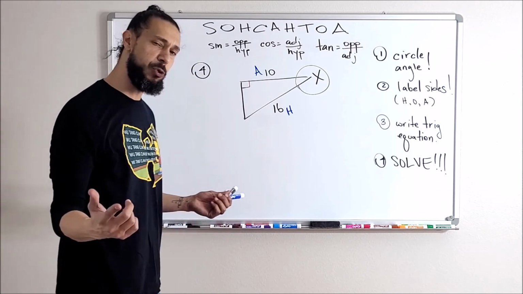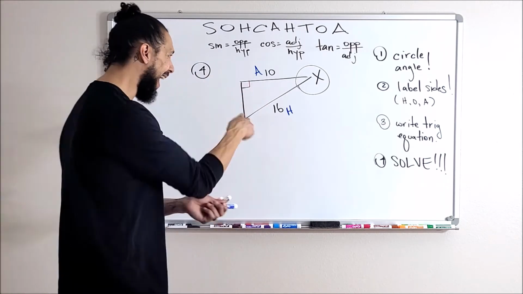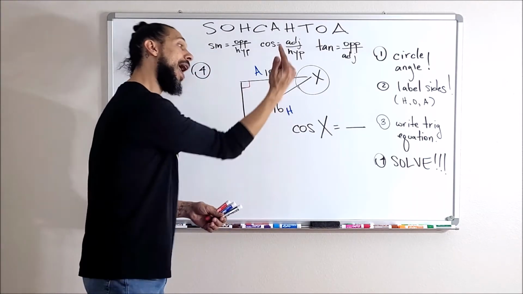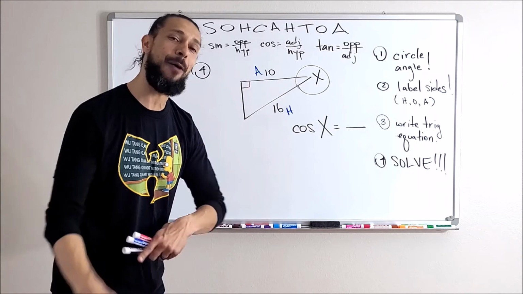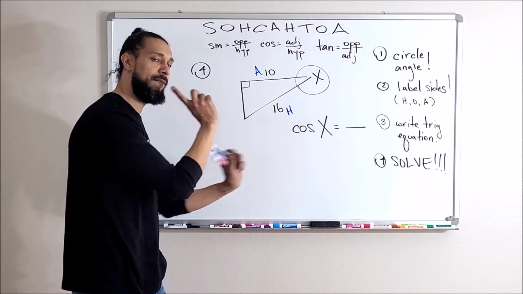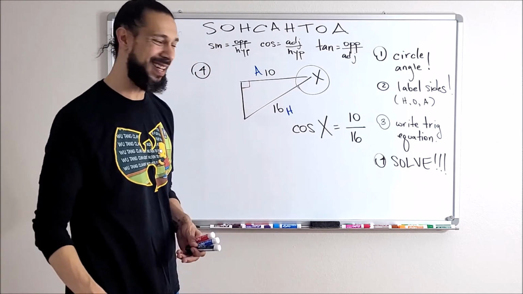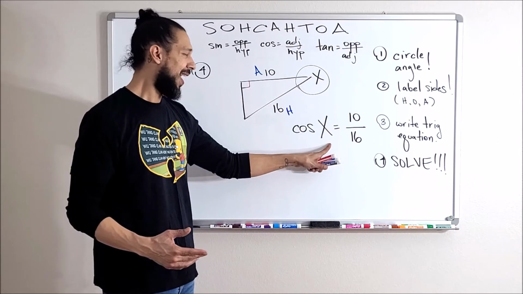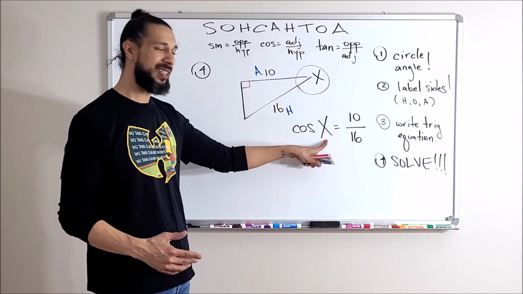Which function uses A and H? Cosine. Cosine of what? Angle in the circle. X. Exactly right. Now cosine is adjacent over hypotenuse. What's adjacent and hypotenuse of my triangle? Yeah, 10 over 16. All right, but our unknown here is x. How can I undo this cosine in front of it to get the x?